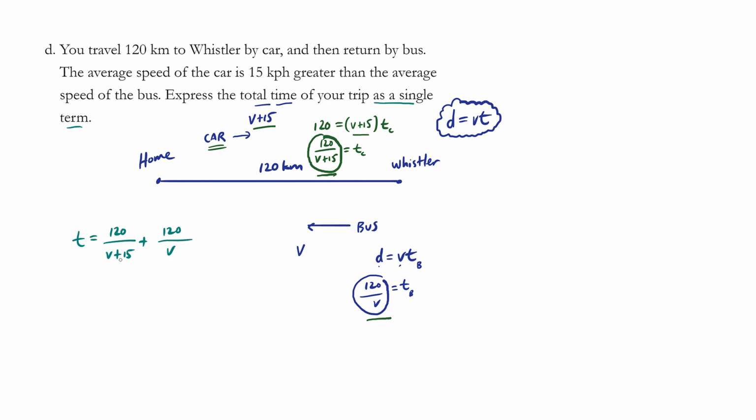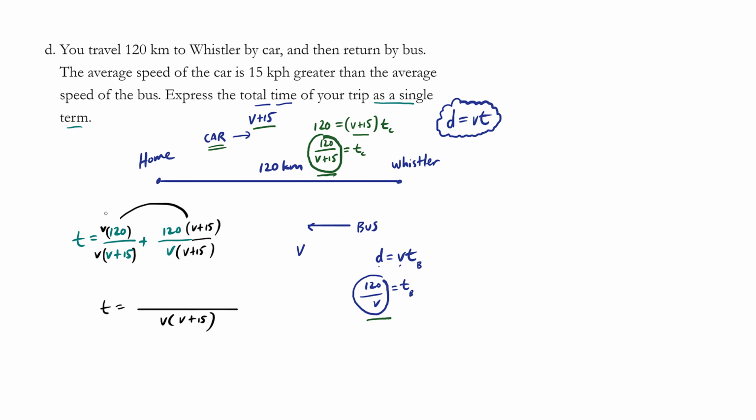So let's simply find a common denominator. We're going to multiply top and bottom by v, which is allowed since it's just 1. And here we're going to multiply top and bottom by v plus 15, which is also allowed. Same divided by same is just 1. Now that we have a common denominator, the total time is equal to v times v plus 15. We have a single term now, and we're simply going to add the tops.